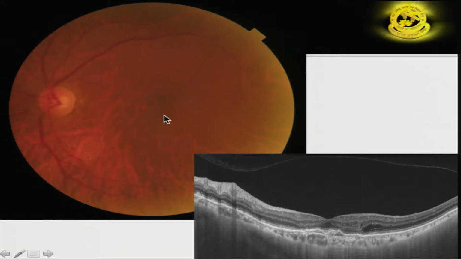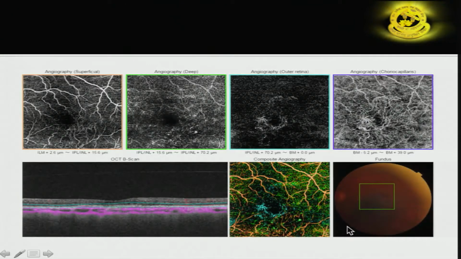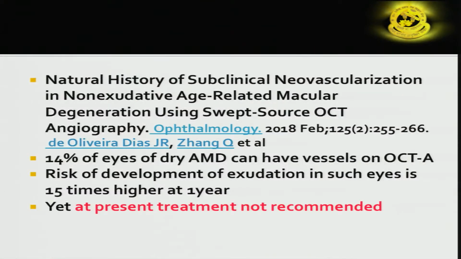So I'll just show you this example. Fundus looks fairly dry, OCT looks fairly dry except some bumps are there. But when I do an OCT angiography, I do find an abnormal network of vessels. This is a patient of dry AMD with abnormal network of vessels. Now there are a few studies which have shown that even in the natural history, subclinical neovascularization can develop in dry AMD, which they are being labeled as non-exudative wet AMD. So the exudation has not started there, but the vascular network exists.